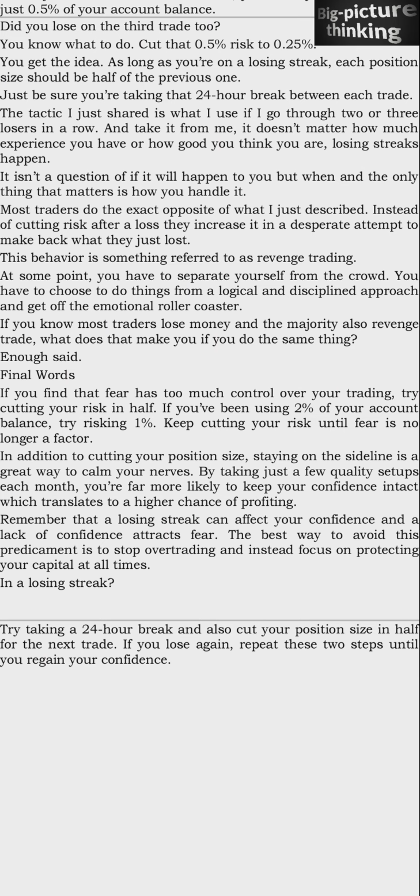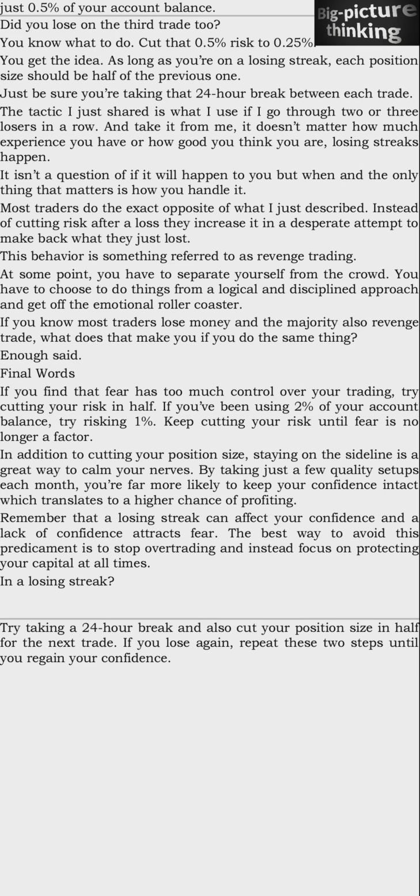Final words. If you find that fear has too much control over your trading, try cutting your risk in half. If you've been using 2% of your account balance, try risking 1%. Keep cutting your risk until fear is no longer a factor. In addition to cutting your position size, staying on the sideline is a great way to calm your nerves. By taking just a few quality setups each month, you're far more likely to keep your confidence intact, which translates to a higher chance of profiting.